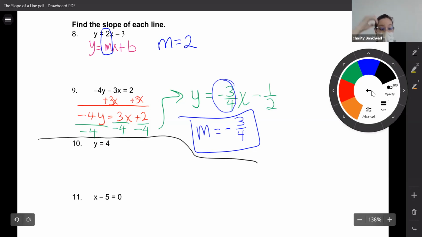And for number 10, y equals 4 is a horizontal line. There's no x there. So the slope is equal to 0.